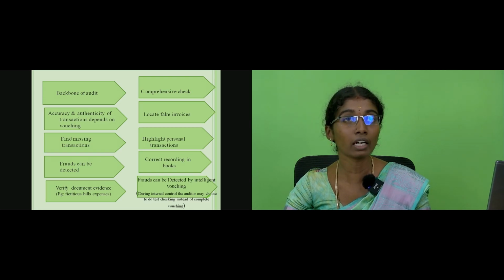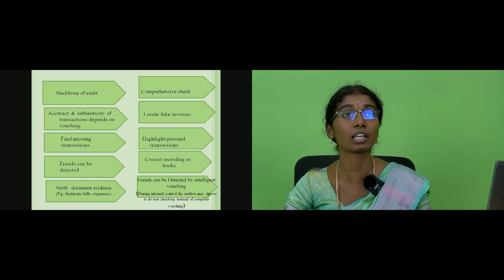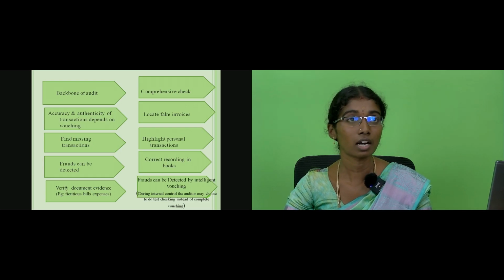We can locate fake invoices, highlight some personal transactions, and correct recordings in books. Frauds can also be detected by intelligent vouching. The accuracy and authenticity of transactions can be identified only with the help of vouching. If there is any missing transaction, that can also be analyzed when vouching the transactions.